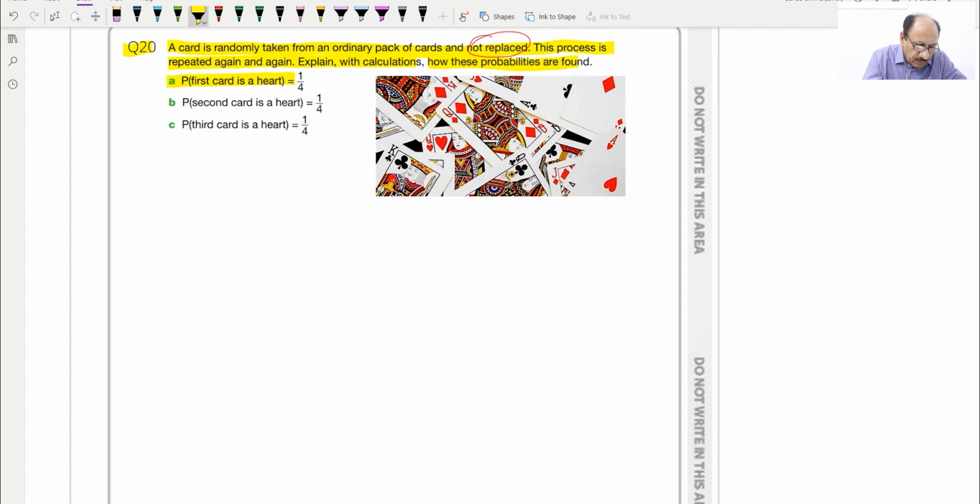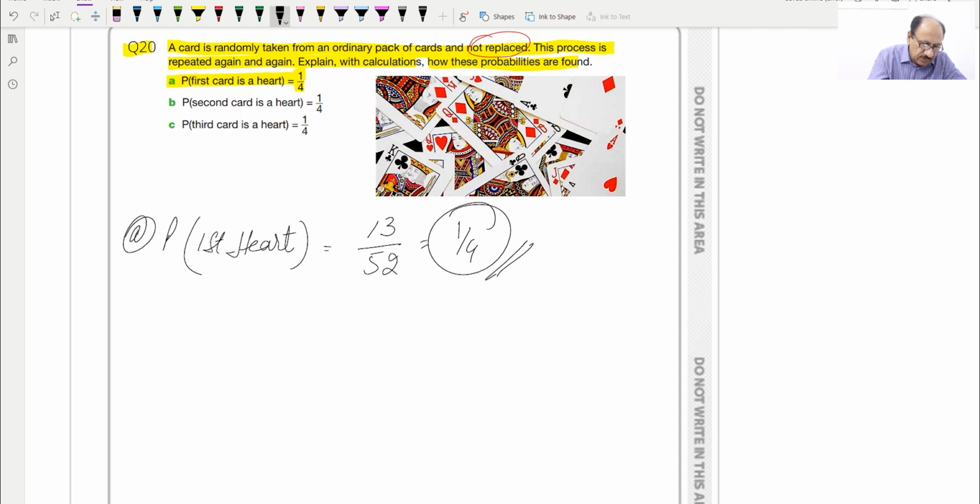A part, probability of first card is a heart, which is 1 by 4. So probability of first card is heart. So first heart will be what? There are total 13 hearts in a pack of cards which contains 52 cards. So this will be 13 over 52, which we can write as 1 by 4, which is the answer required, which we are done with.